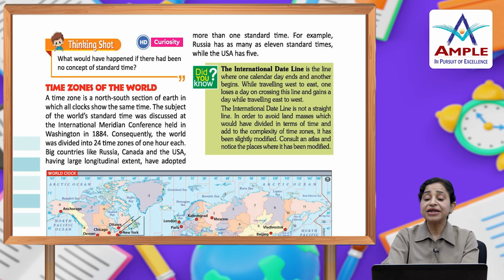Did you know? क्या आप जानते हैं इस बारे में? The international date line is the line where one calendar day ends and another begins. While traveling west to east, one loses a day on crossing this line and gains a day while traveling east to west. The international date line is not a straight line. In order to avoid land masses which would have been divided in terms of time and add to the complexity of time zones, it has been slightly modified. Consult an atlas and notice the places where it has been modified.